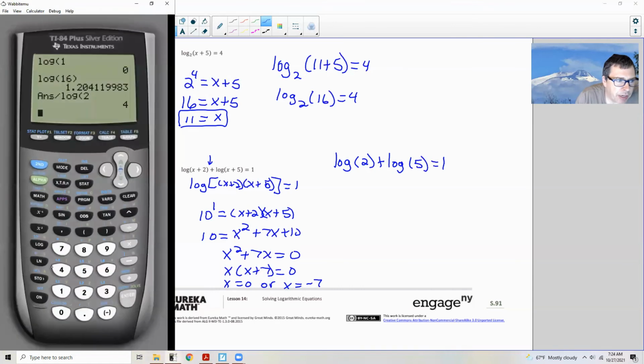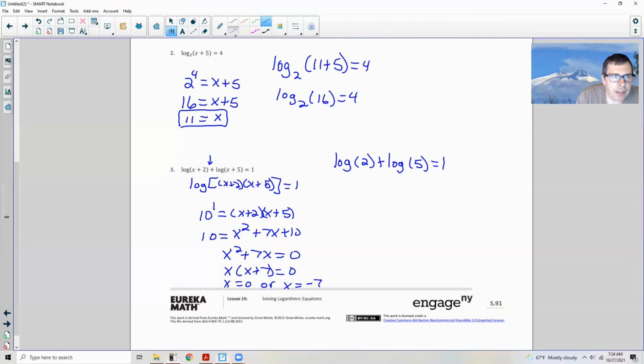And then go to my calculator and say the log of 2 plus the log of 5 and hit enter. And it does equal 1. Okay. Then I'm going to check the other one. The log of, and now I'm plugging negative 7 in here. So negative 7 plus 2 is negative 5 plus the log of negative 7 plus 5 is negative 2, then that should equal 1.